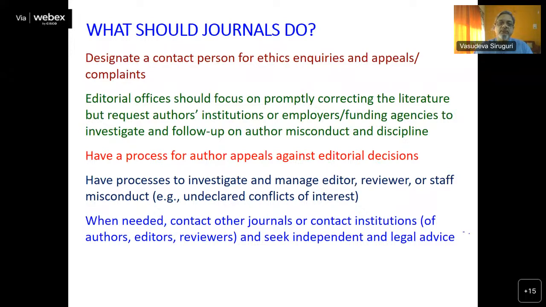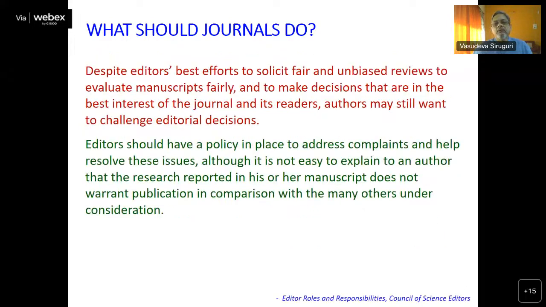See, most of the problems come with authors appealing against editorial decisions. And the issue is that despite the editor's best efforts to solicit fair and unbiased reviews, authors may still want to challenge the reviewer's decision, the reviewer's comments, etc., and ask the editor to send it to another reviewer and things like that. So this is a very difficult thing actually. The editor has to decide whether the author is correct or whether the reviewer is correct, and then take a decision based on that. But to do all this, they must have some policy in place actually.